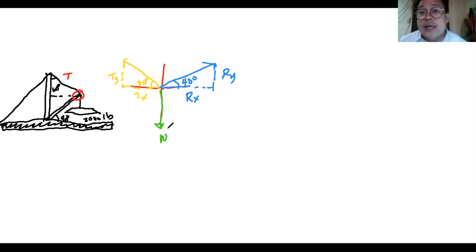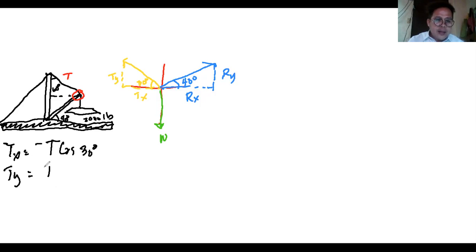So it will be easy for you to solve if you have already analyzed the forces using the free body diagram. That's why it is very important to draw first the forces using the free body diagram so that it will be easy for you to solve it. So let's have now the summation of the forces in the X and in the Y. So let's have first tension X. Your tension X here will become negative tension cosine 30 degrees. And your tension Y will be tension sine 30 degrees.